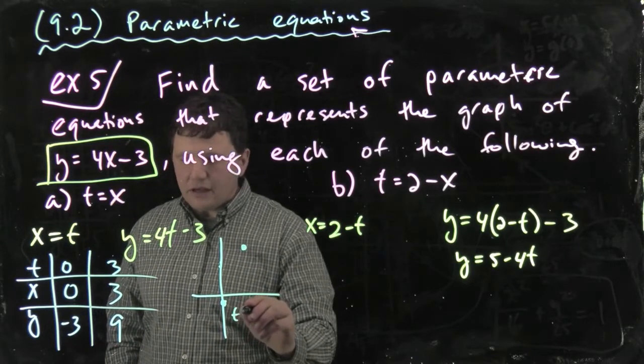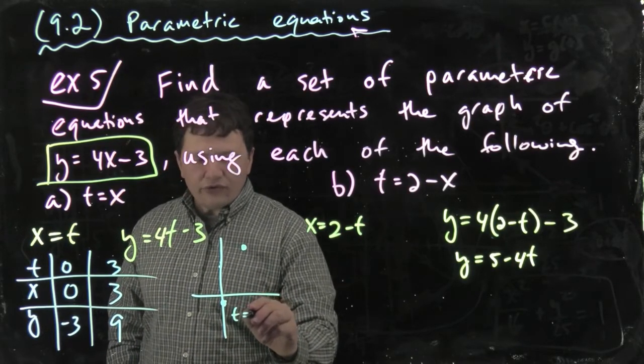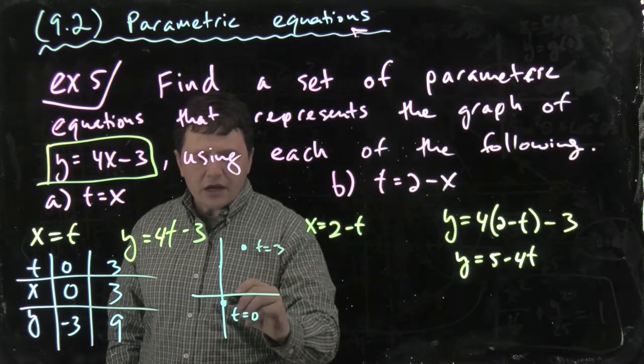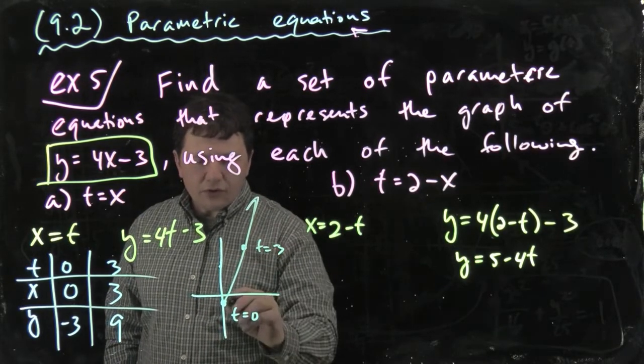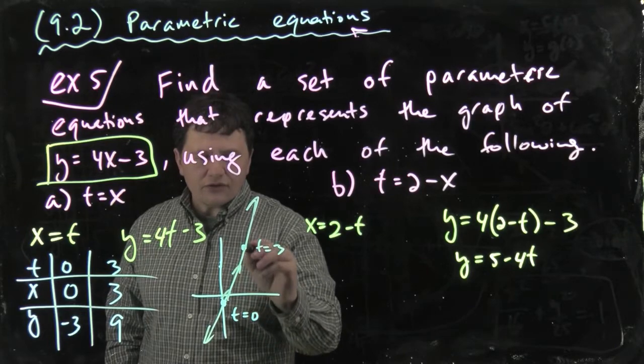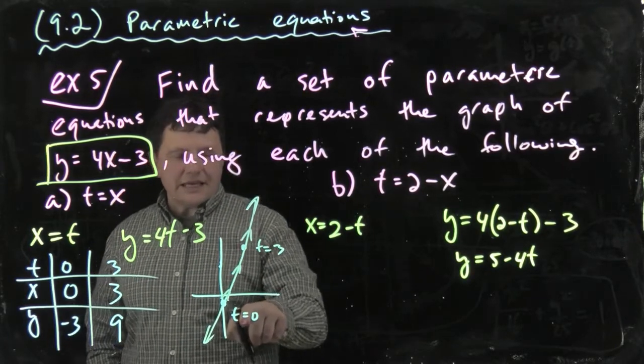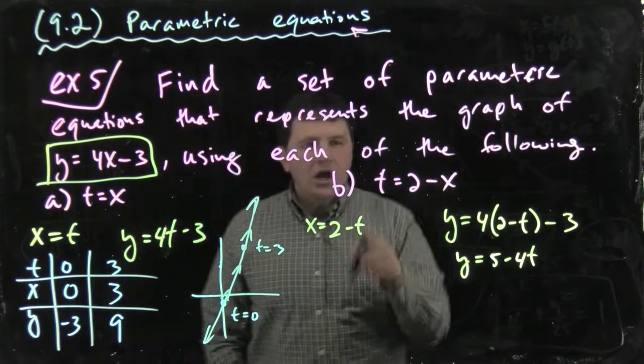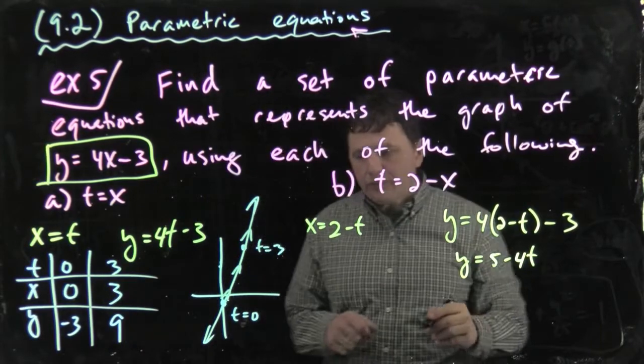Now, this was at t equals 0. This is at t equals 3. So this thing, if we're doing the whole graph, is moving in this direction, right? As t increases, we're moving in that direction. All right, let's take a look at this scenario, okay?